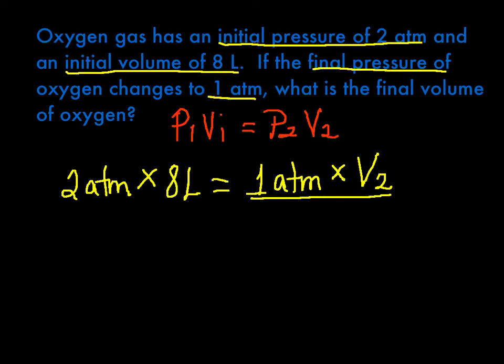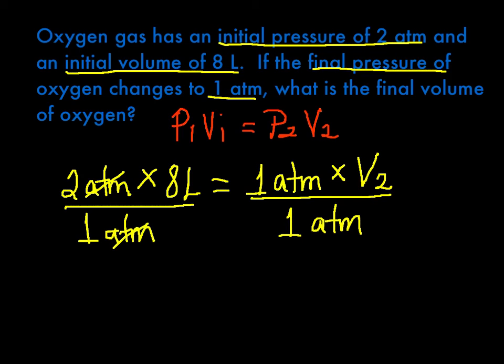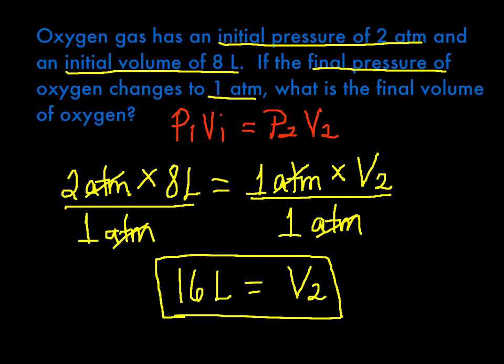We're going to divide each side by 1 atmosphere. When we do that, our atmosphere units cancel, and we end up with 2 times 8, which is 16, and our units are liters, is equal to our final volume. There you have it. Our final volume is 18 liters.